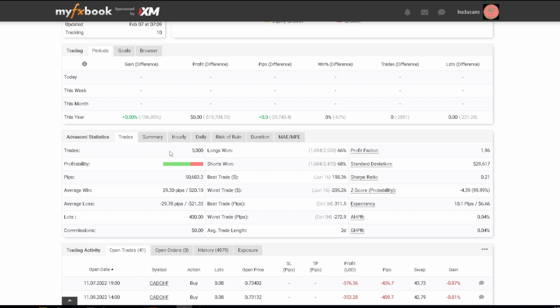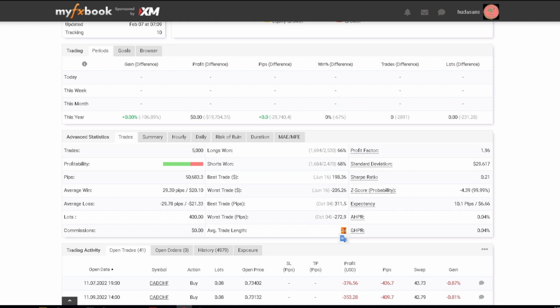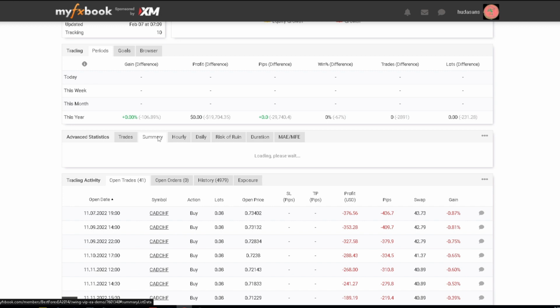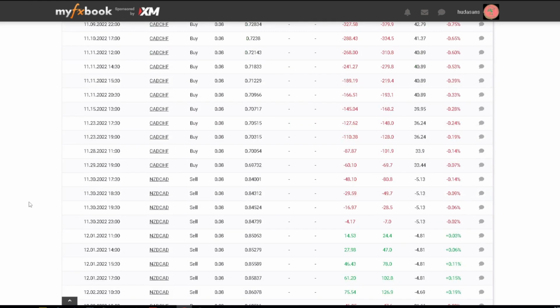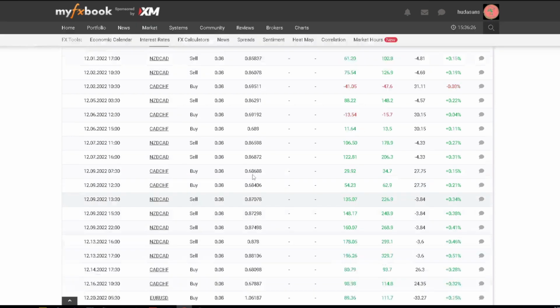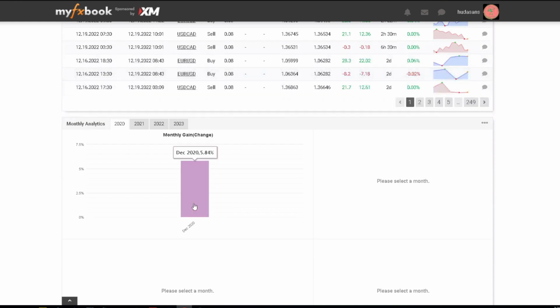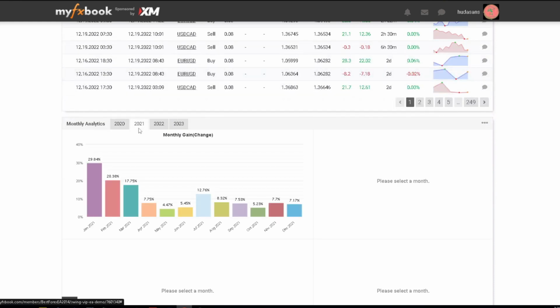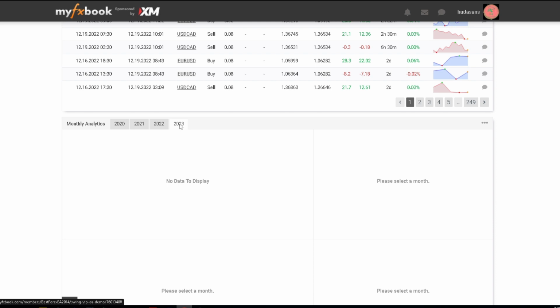Advanced statistics. Total trading 5,000 transactions, with a profit ratio of 68%. The average trading duration is 2 days. Profit factor 1.96. This is the result of trading for 2 years using 5 pairs. Lot use is a fixed lot of 0.08. Monthly analytics information. You can see the profit every month, from 2020, 2021, 2022, and in 2023 there are no more transactions.